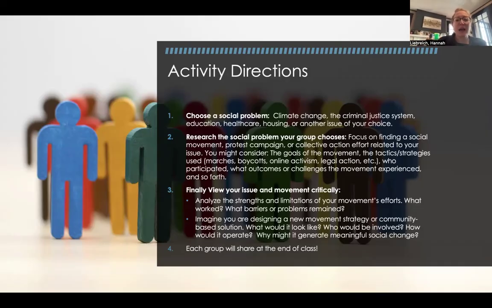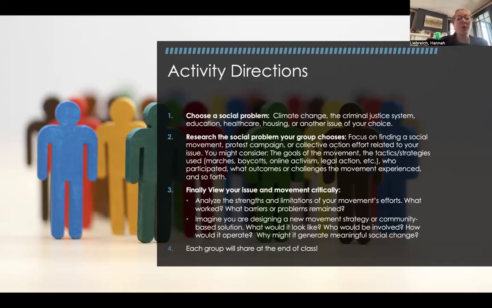And then my goal was to have you research that social problem, and have, in either small groups or as a class, discussion of different social movements related to that topic. So thinking about protests, campaigns, boycotts, online activism, all these different approaches and strategies related to social movements, and what that looks like, how it manifests in the 21st century as we think about contemporary social problems.